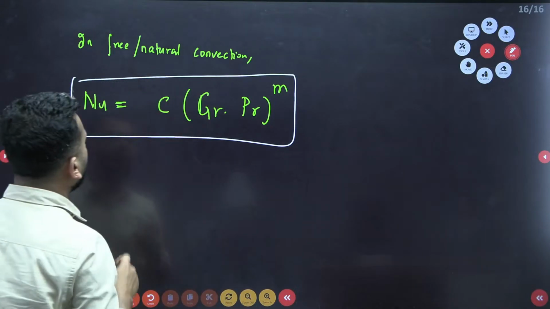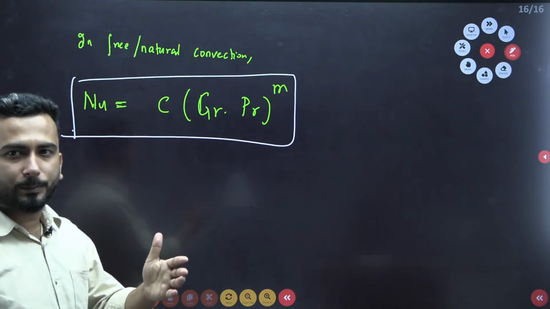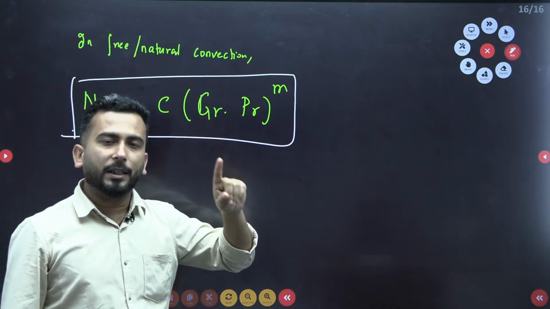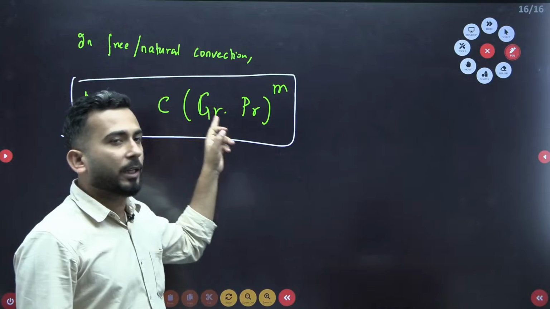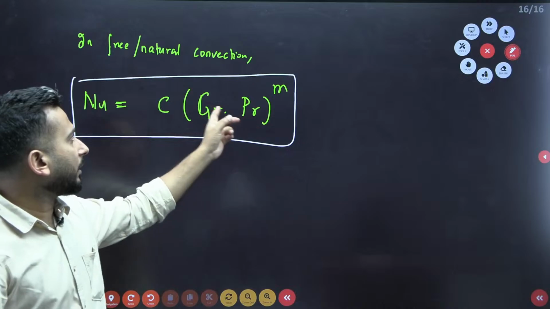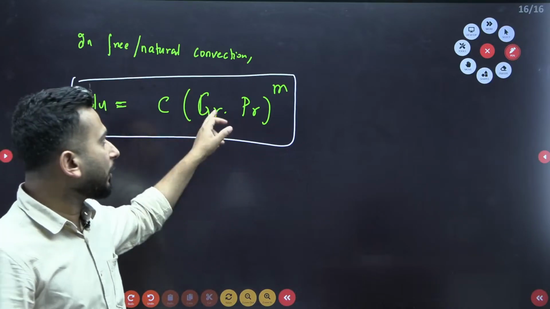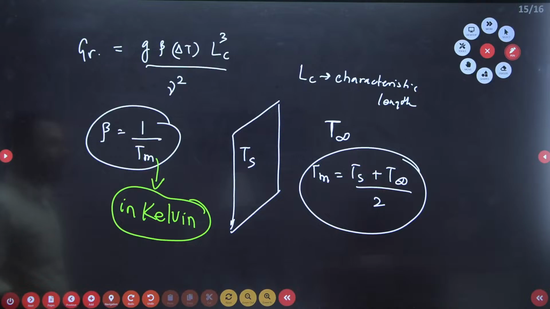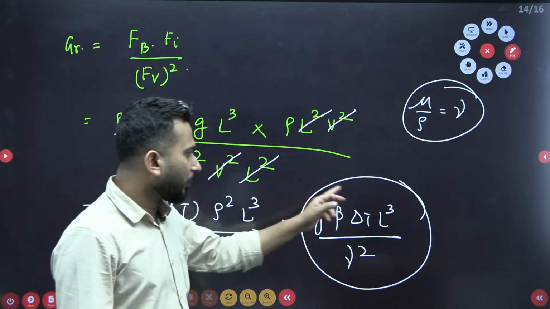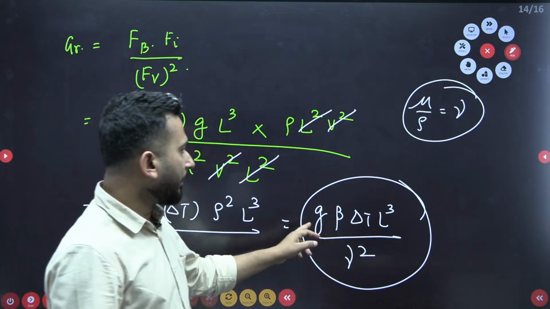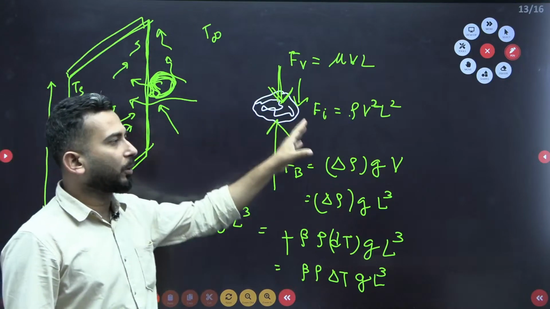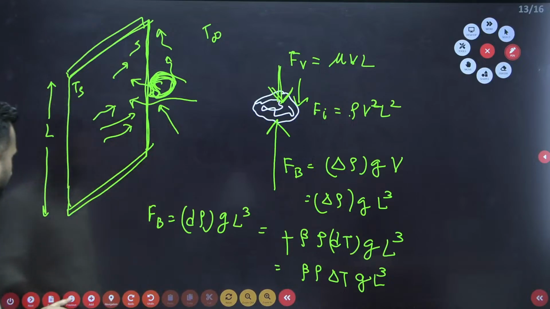So what is the difference in forced convection? In forced convection, the Nusselt number is a function of Prandtl number and Reynolds number, but over here it is a function of Grashoff's number and Prandtl number. There Prandtl and Reynolds, here Grashoff's and Prandtl. So Reynolds is replaced by Grashoff's in free convection. And what is the formula? The Grashoff number is g beta delta T L cube by nu square. I have derived it. The predominant forces are 3 that I have also mentioned.